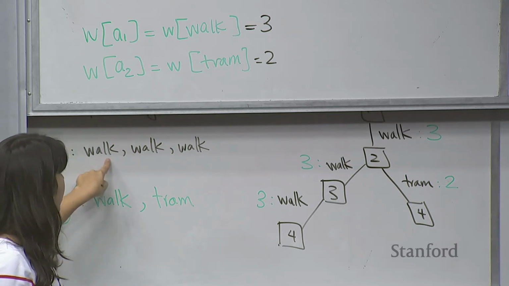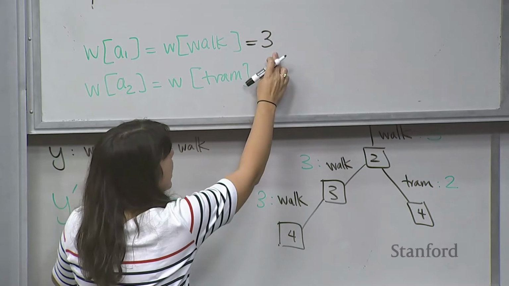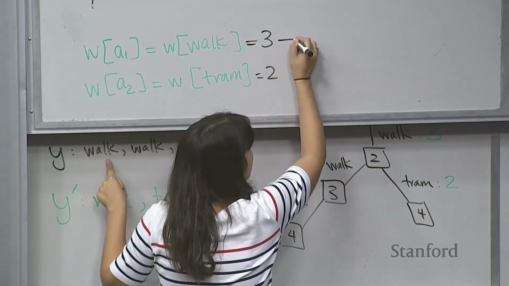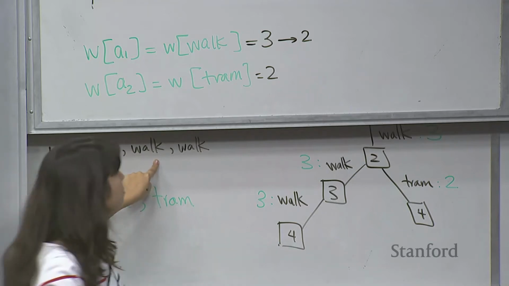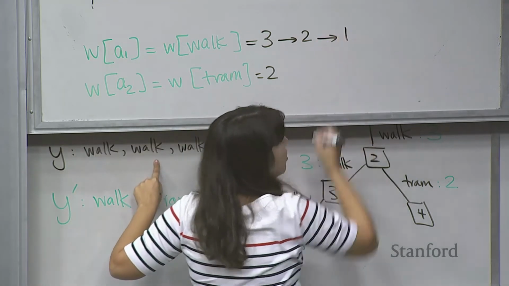So I see walk. The weight of that was 3. I'm going to downweight that by 1. I'm going to make that 2. I see walk again. So I'm going to bring that down by 1.